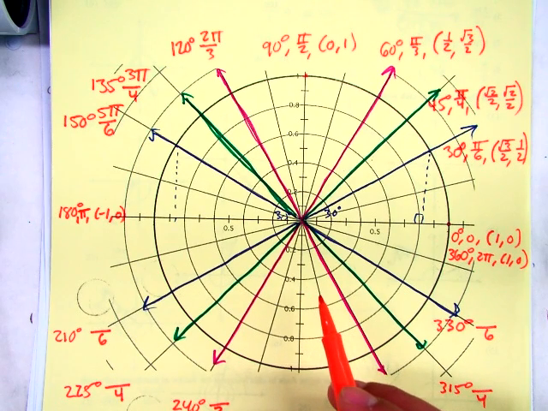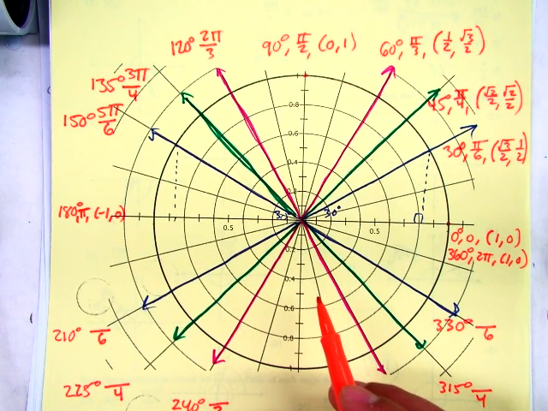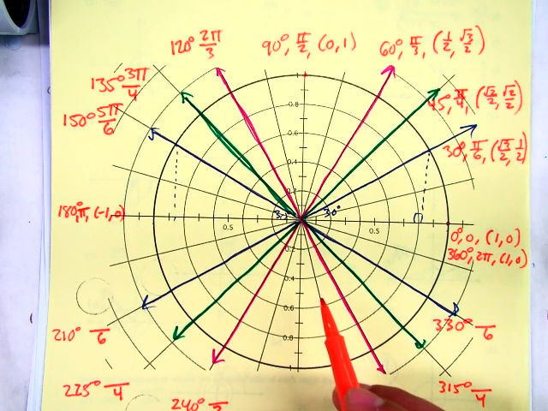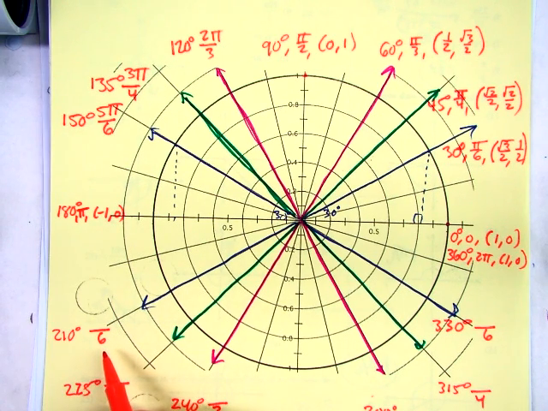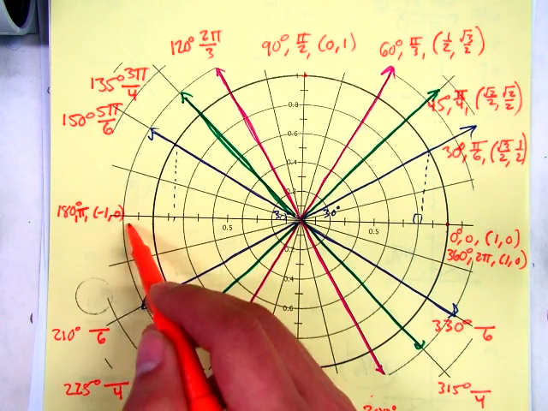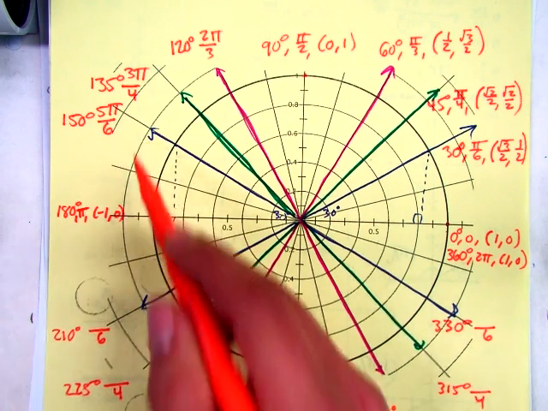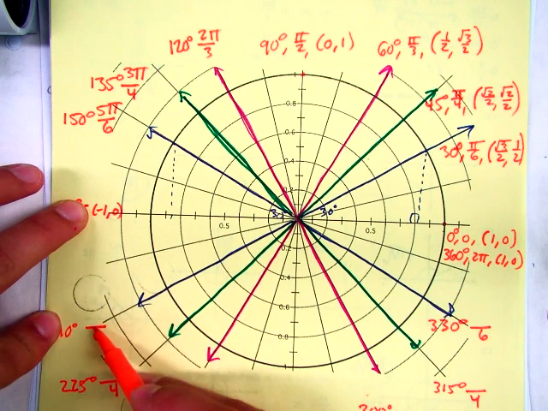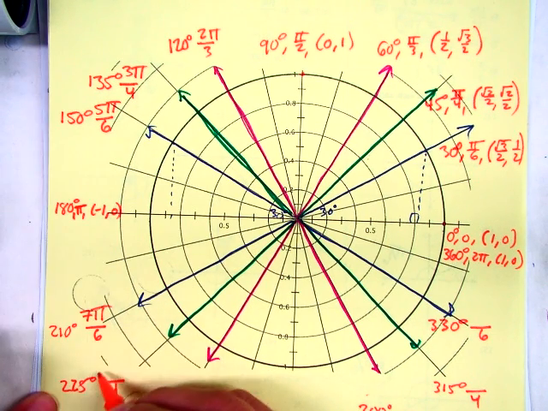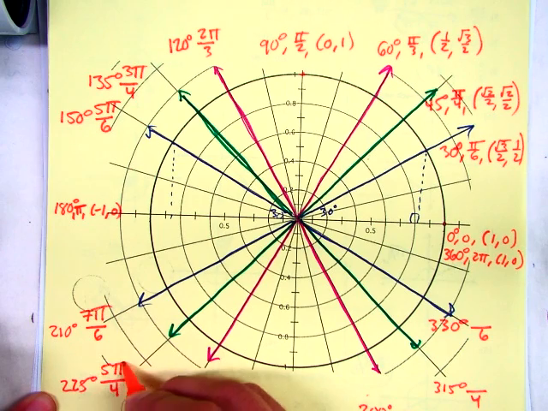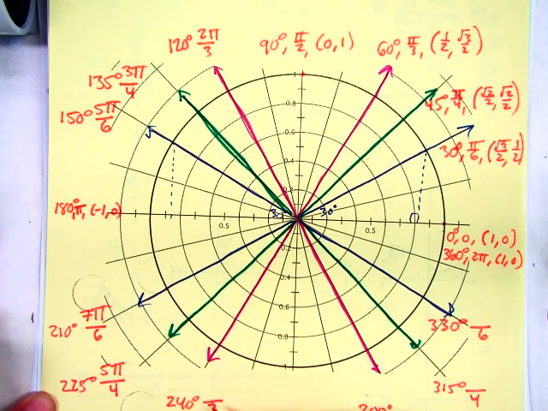So next one's 8 pi over 6. Keep remembering pi is 6 over 6. So here we're 1 less than pi. Here will be 1 more than pi. So this will be 7 pi over 6. And 5 pi over 4. And 4 pi over 3.